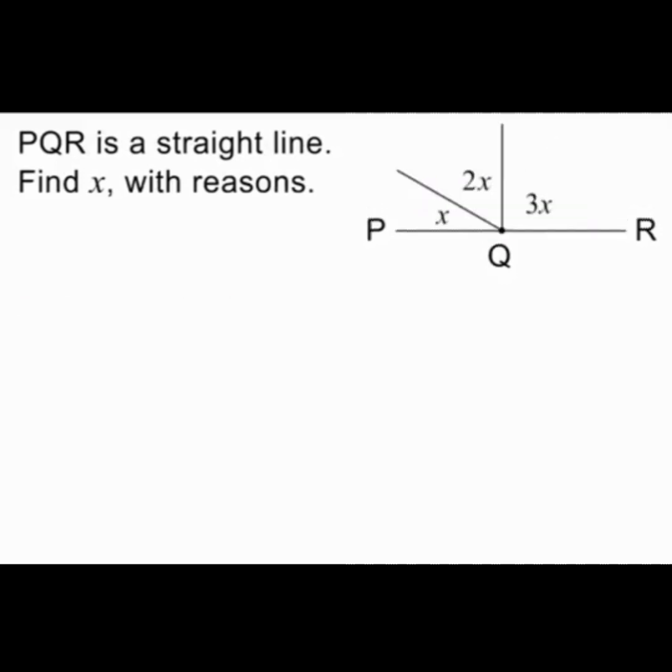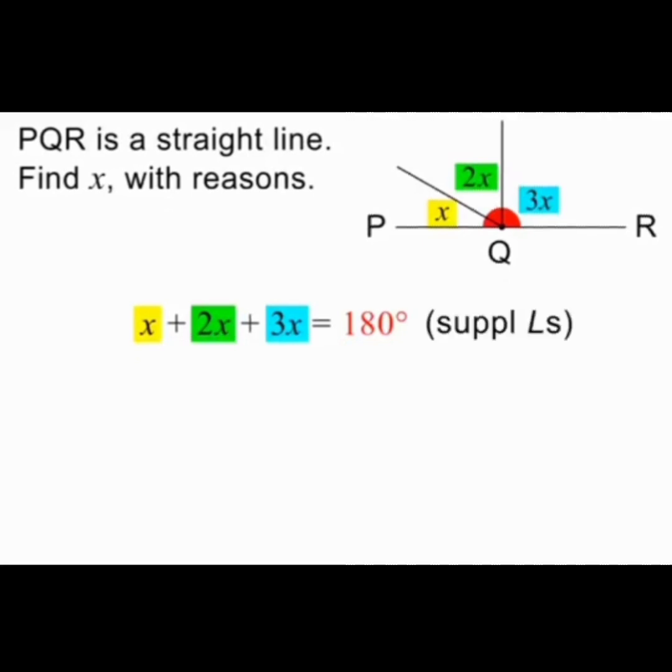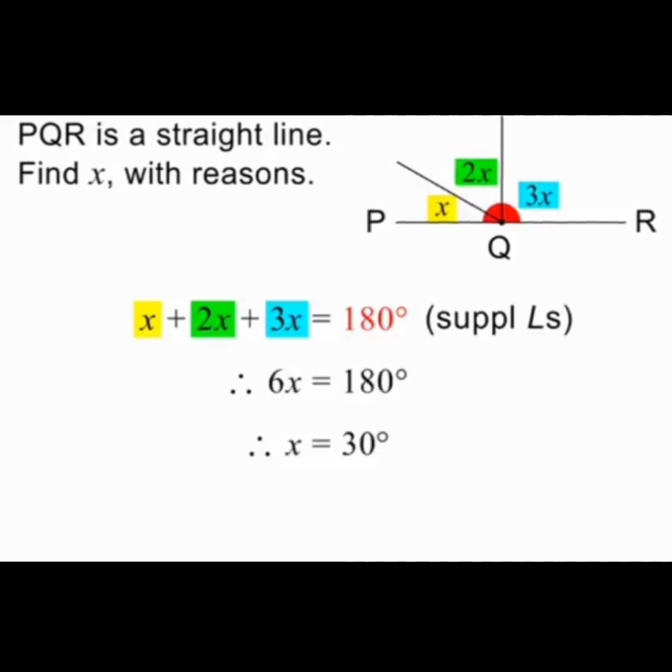Here is a similar question. Please pause to try it on your own first. Because we have adjacent angles on a straight line, we can write the following. And the reason is supplementary angles. Next, we add like terms on the left, giving us 6x equals 180 degrees. We then divide both sides by 6 to get the answer. Please pause to check my working.